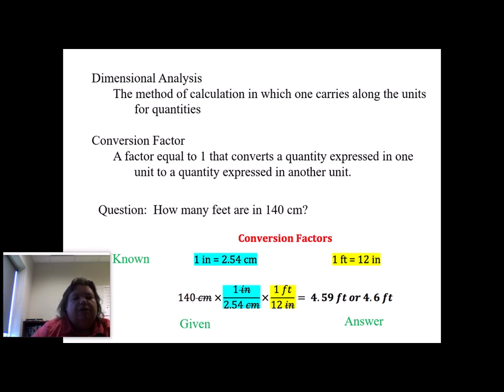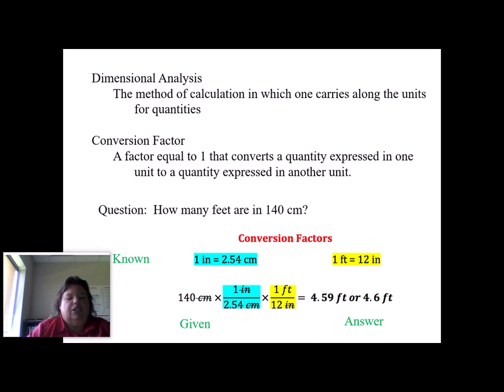An example would be that 3 feet is equal to 1 yard. But it can also be one expression that has 2 different units in it. So we've talked about density. Density is also a conversion factor because it has grams and milliliters in it, or mass and volume. It allows you to convert between mass and volume if you know the density.